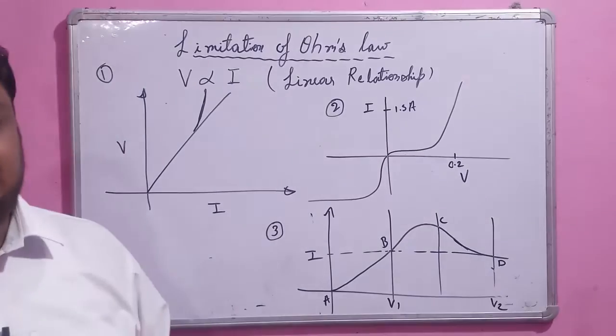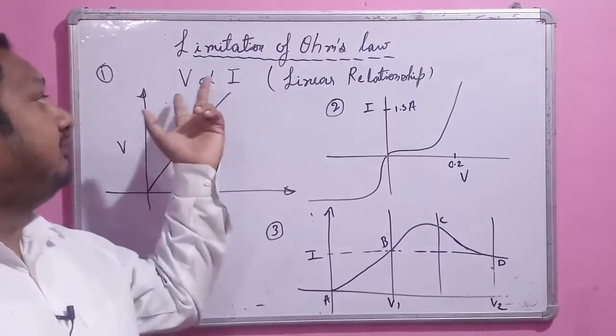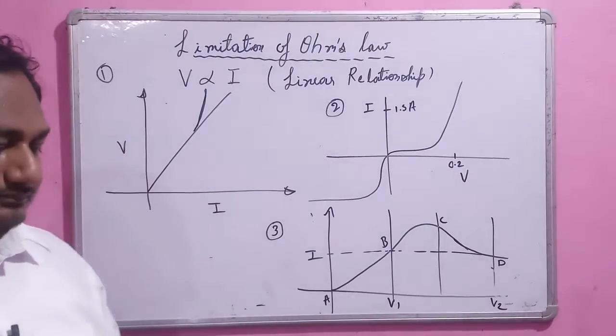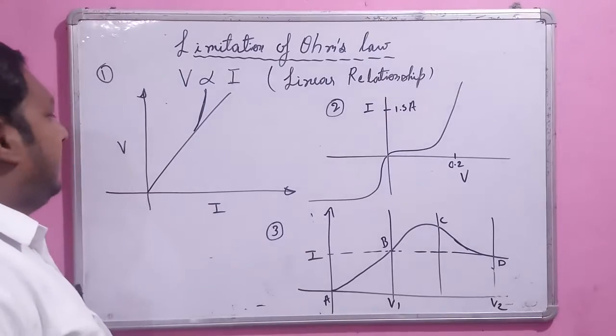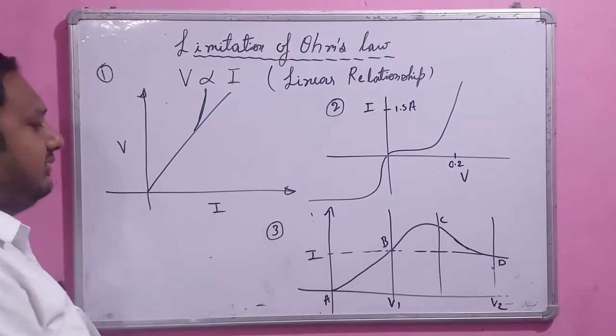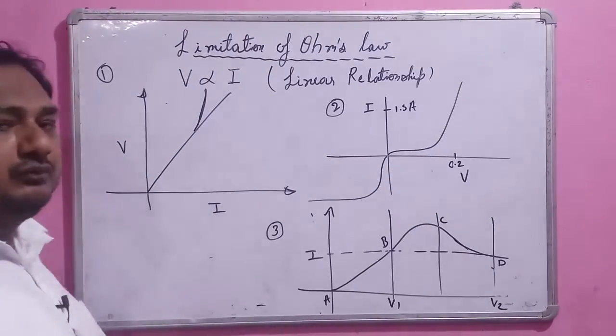Okay, so today we are going to learn with the help of graphs how the potential difference varies with the temperature. Now, as you can see, for the first graph I have taken on the x-axis the value of current, and on the y-axis I have taken the potential difference.